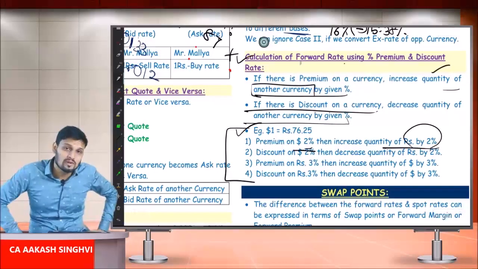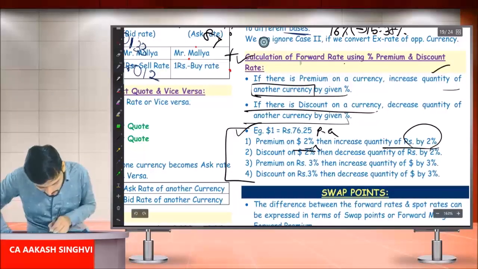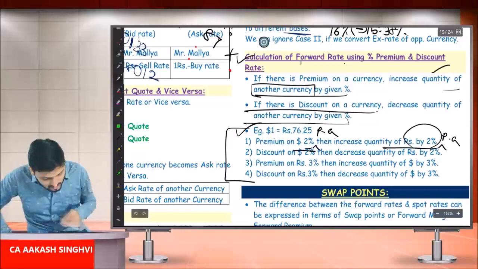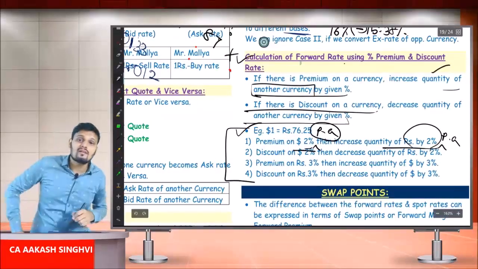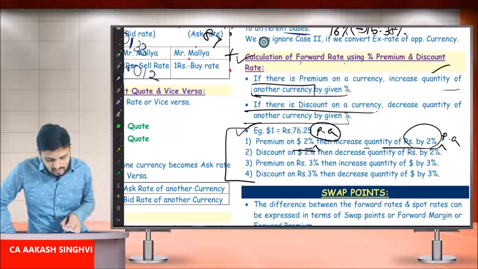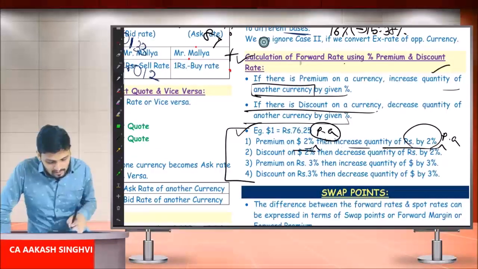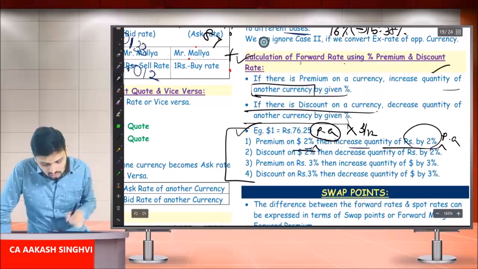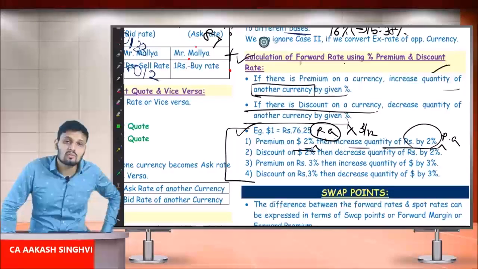increasing quantity of rupees by 2%. Here, if you want, you can just write this is per annum. If it is for 3 months, see, this is per annum. But in the question, they have asked you to find out the increase in quantity or forward rate for 3 months. Then what will you have to do? Into 3 by 12. That is 2% into 3 by 12. That will come to around 0.5%. So you will have to add only 0.5% to find out the forward rate.